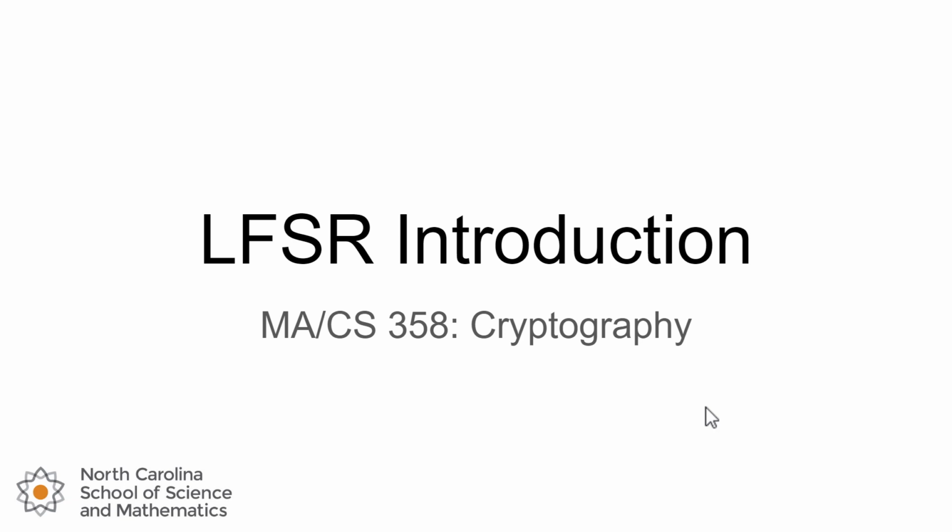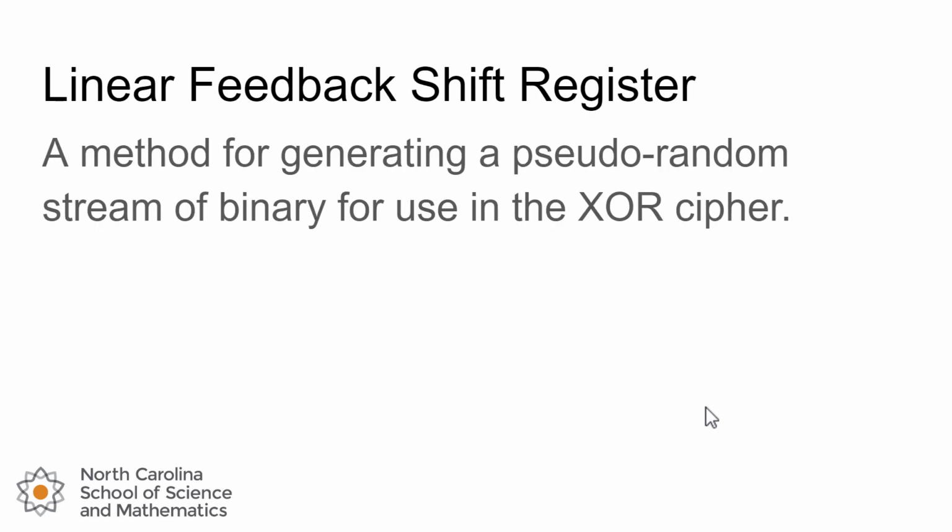Let's go ahead and take a look at what's known as an LFSR, or linear feedback shift register, method for generating a pseudo-random stream of bits for use. The linear feedback shift register is a method for generating a pseudo-random stream of binary that we're going to use with our XOR cipher, or exclusive OR cipher, that we've previously learned about.